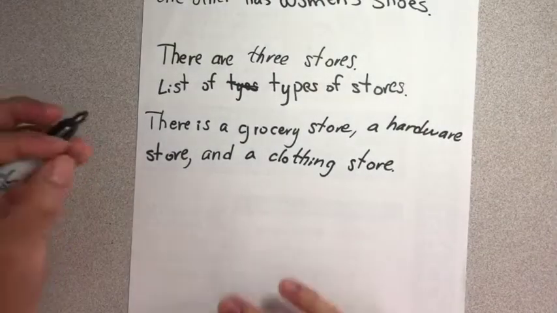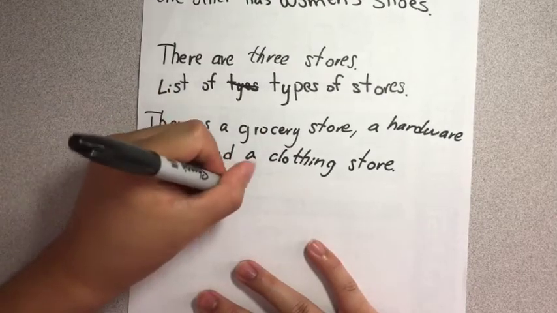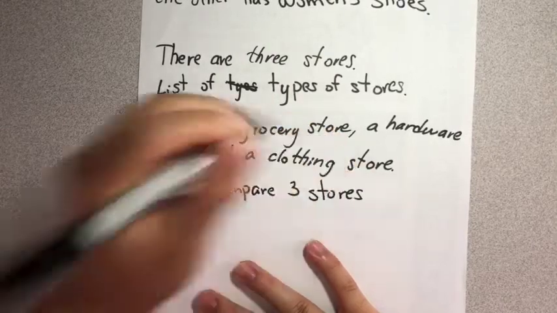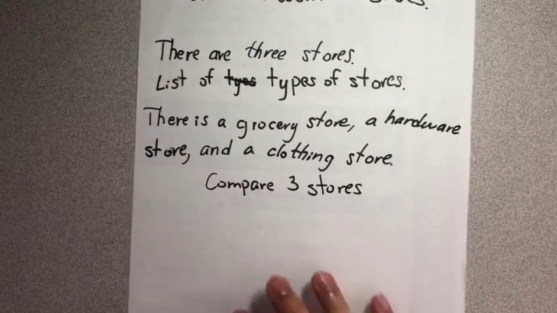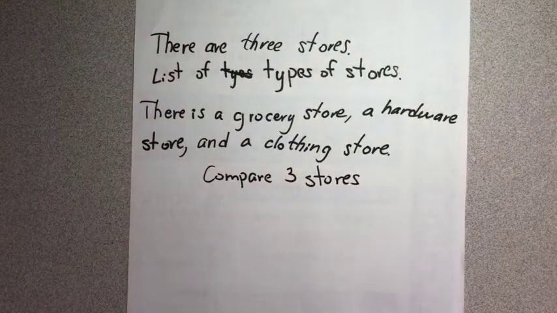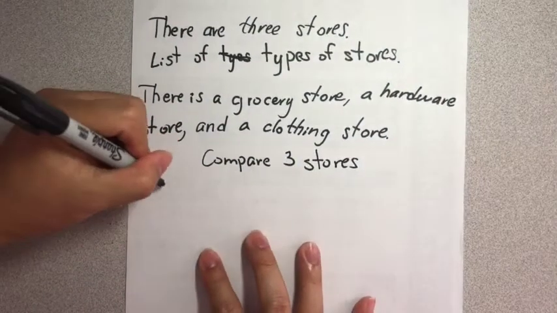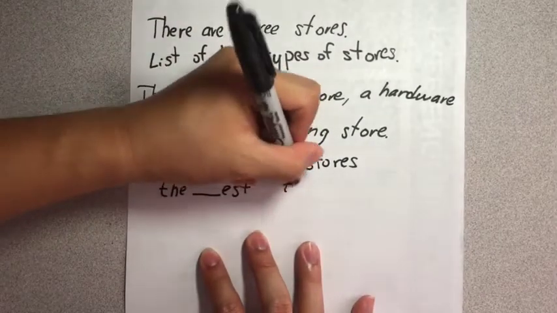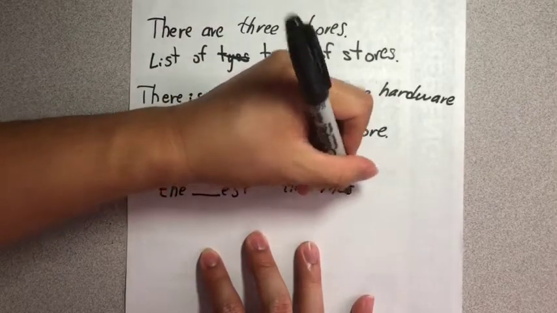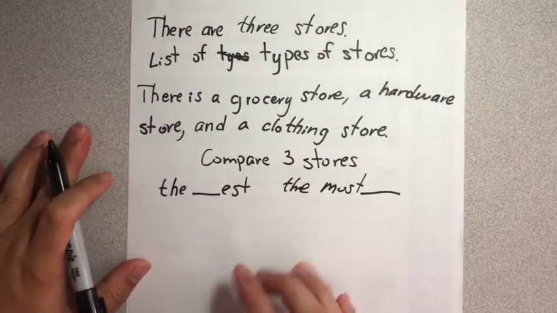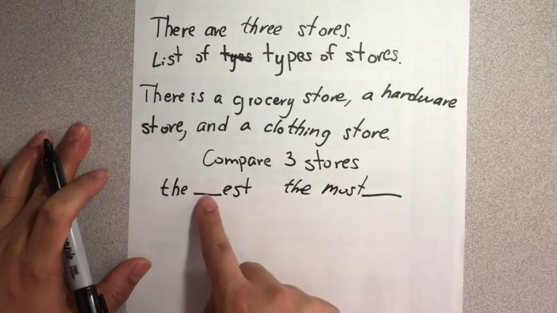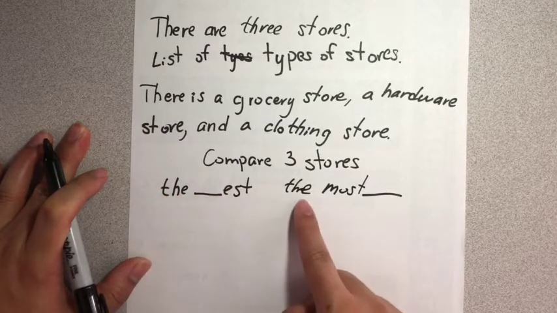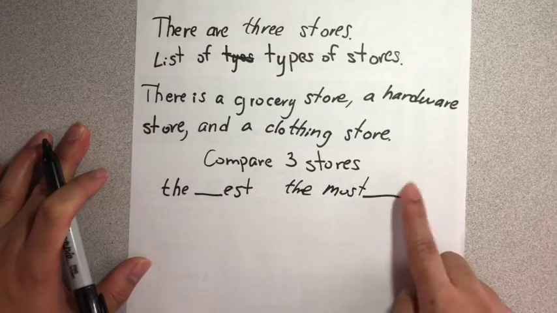Now let's compare the stores. We're going to compare 3 stores. When we compare 3, we write the blankest, or we say the most blank. When we're comparing 3 things, with the adjective, if it has 1 syllable, we say the blankest. If it has more than 1 syllable, we say the most blank.